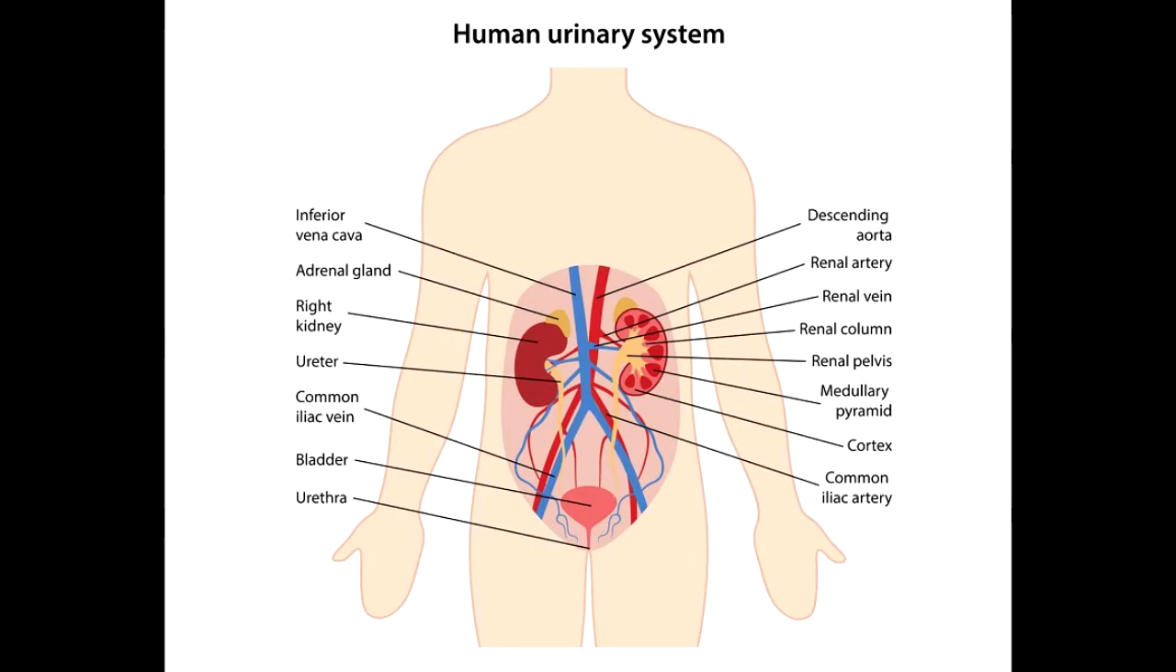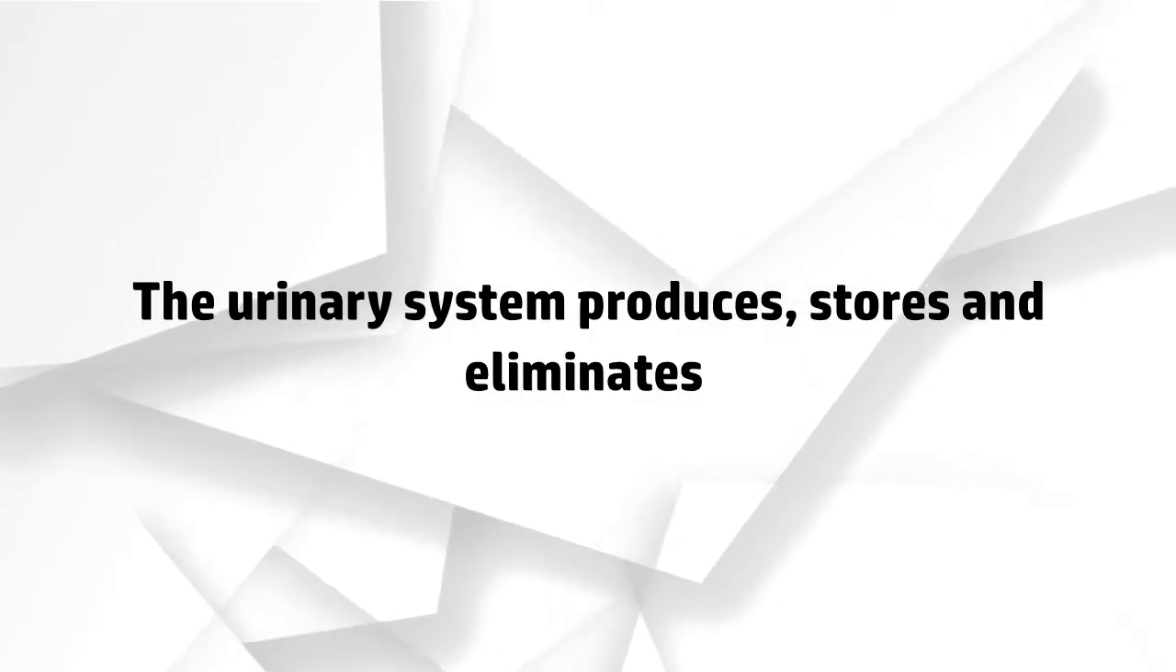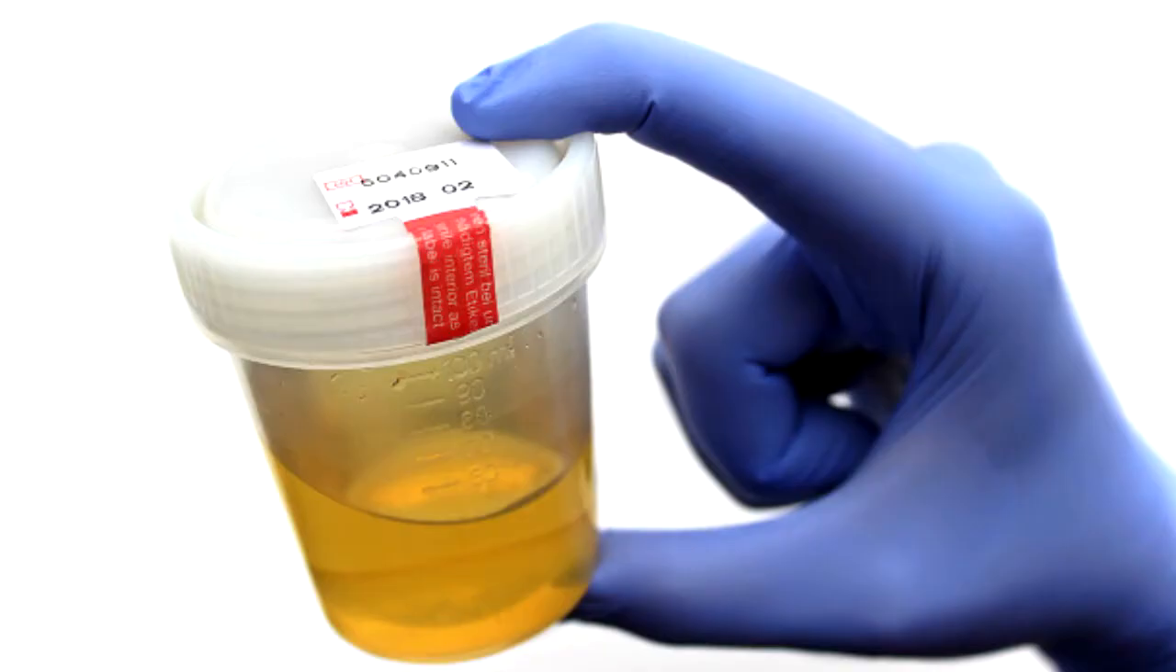So, we're gonna be talking about piss. More specifically, how the urinary system works and how urine is formed. The urinary system produces, stores, and eliminates urine, the fluid excreted by the kidneys.